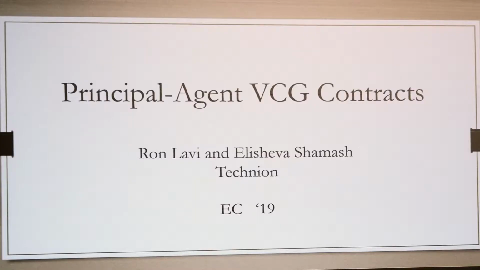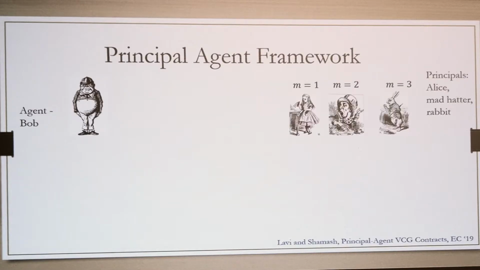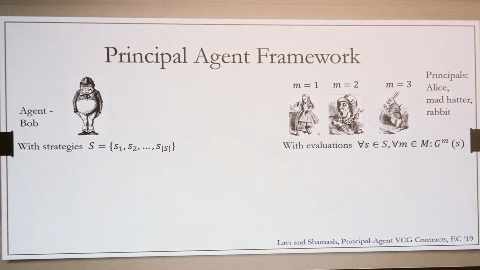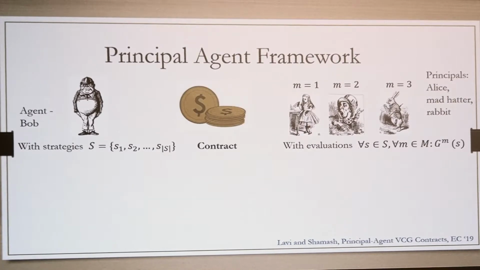So we're working on a principal-agent framework. We have agent Bob, Tweedledee, and we have principals: Alice, the Mad Hatter, and Rabbit. Agent Bob has a set of strategies, S, and each principal has an evaluation for each strategy. Now, the principals offer the agent a contract which determines the payment or the transfer they're going to give for each strategy the agent chooses.